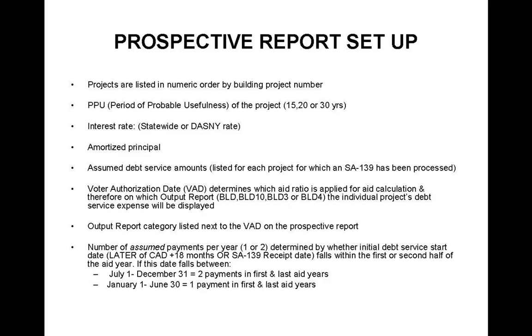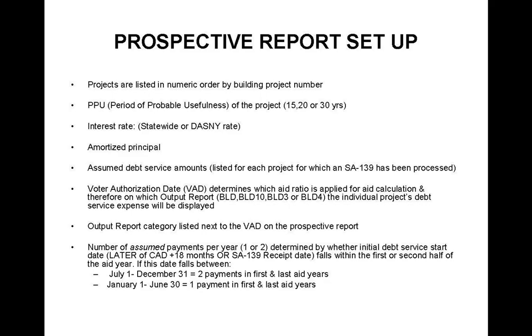The voter authorization date, as Andrea had spoken about, determines which aid ratio is applied for the aid calculation, and therefore in which output report that project's debt service will be displayed. And the output report category is listed next to the VAD on the prospective report. Now, if we look at page 1 of 11 and we look at project 129, for example, we see the voter authorization date is 5/1/01 on the second line. And then right to the right, you see the Build 3 category listed, identifying it as a Build 3.